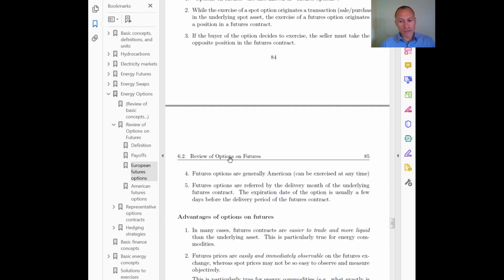So options in energy are mostly options on futures and options of the American kind, meaning that they can be exercised at any time. But what I said is that it's the more common version, but it's not the only version. So you can also have European options that are only exercised at maturity, and you can also have options on the spot directly. Okay, so we're going to look at all these possible versions, right?